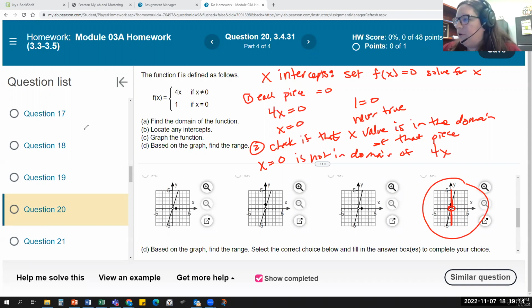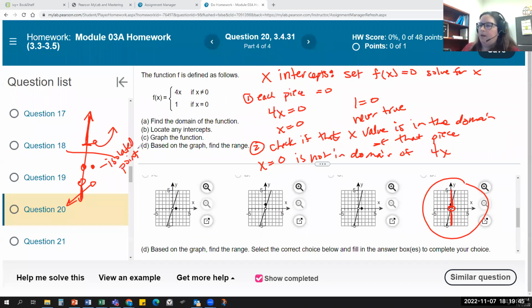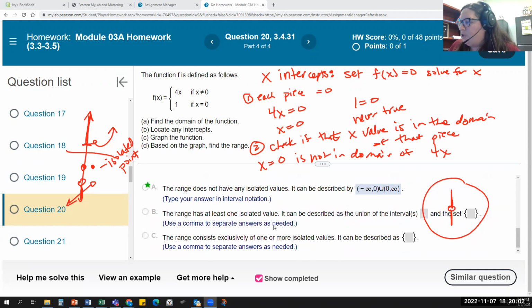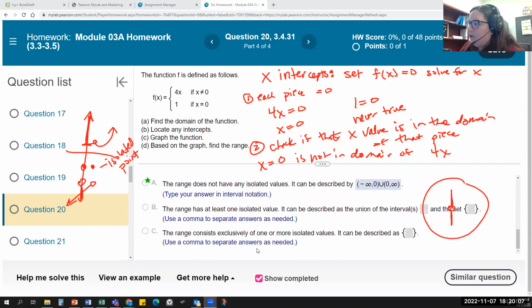But what you could have is something maybe where you have a graph where you have one piece doing something like this, and then maybe you have a point down here, and then maybe you have something like this, where then the range would do something like this, and so you'd have a piece, and then you have maybe just this point where there's just that point by itself. That would be where we would have an isolated point. So if you end up with just a single point on the range that doesn't have any part of the graph surrounding that particular y value, but just that y value by itself. So that's where you have the options where the range has an isolated value or doesn't have an isolated value or consists exclusively of isolated values. So you might even have a graph that does something like this.